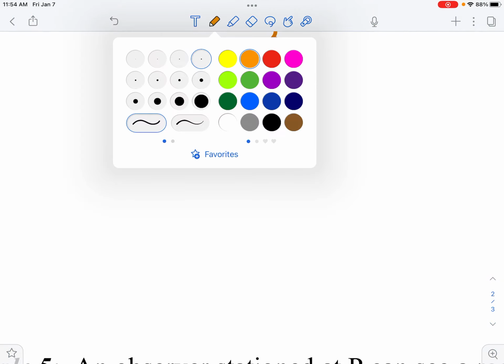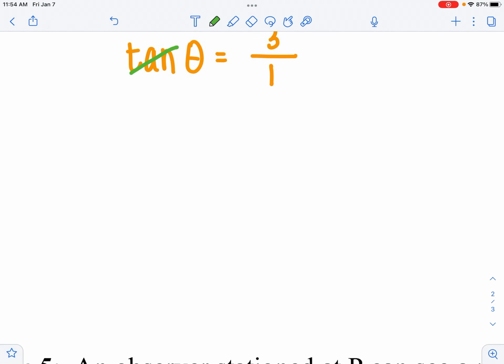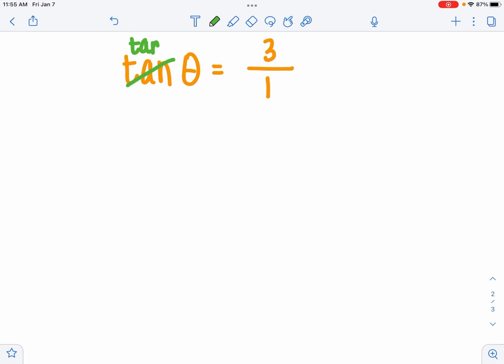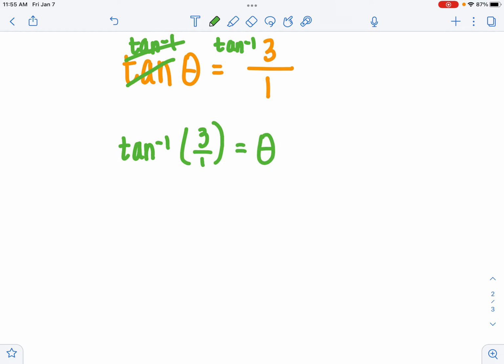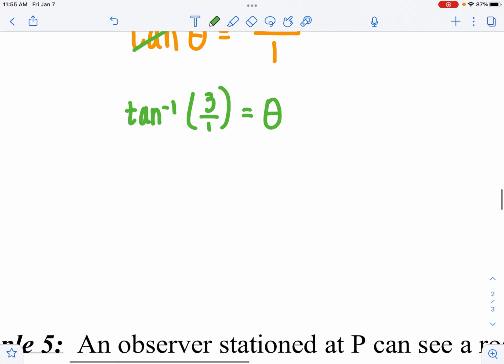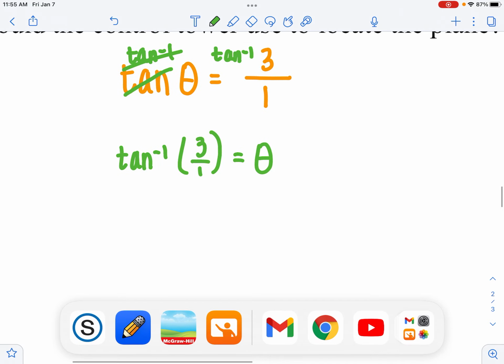And now I need to solve for theta, which is my angle, so I need to get rid of tangent. To get rid of tangent, I'm going to use tangent inverse. So I'll take tangent inverse of this side, but what I do to one side, I have to do to the other side. So I'm doing tangent inverse of 3 over 1, or just 3. I can put the over 1, but I'm not going to put it in my calculator. That'll give me theta. All right, so I do need a calculator for this.